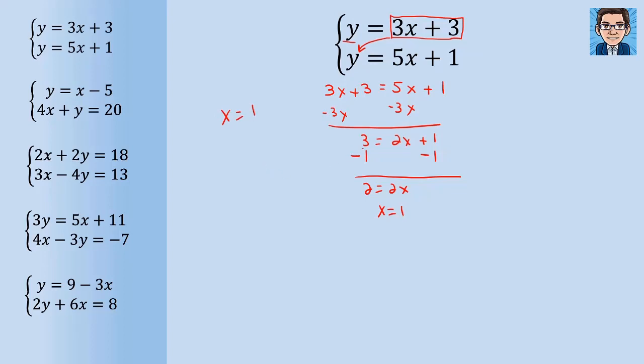Right, so that's the first part of the problem. Now we've got to find out what y is. We can use either equation. So y equals 3x plus 3. Substitute in, now that we know x equals 1, we can substitute that in for x. So 3 times 1, or y equals 3 plus 3, or y equals 6.